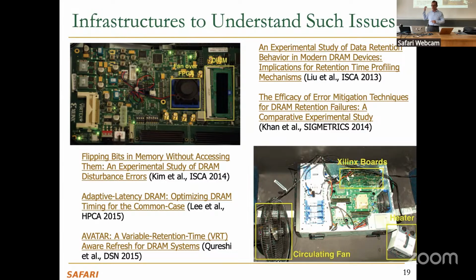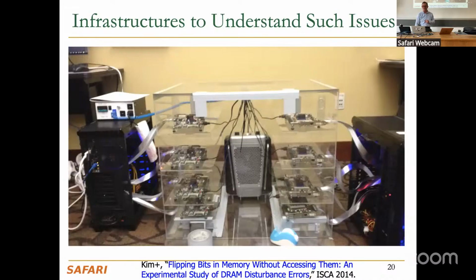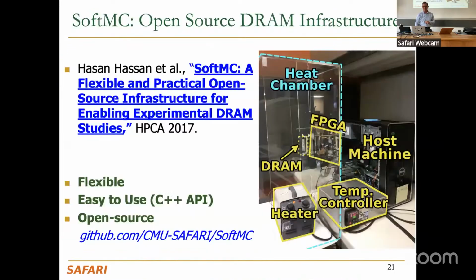You can change the temperature. And then you can say, okay, under these conditions, I observe these errors. So that's what we did for a long time. I'm going to talk about some of these, especially in the memory robustness lectures. This is the infrastructure that we had at Carnegie Mellon, where we did a lot of RowHammer studies. You're going to see that. And we open sourced this infrastructure.